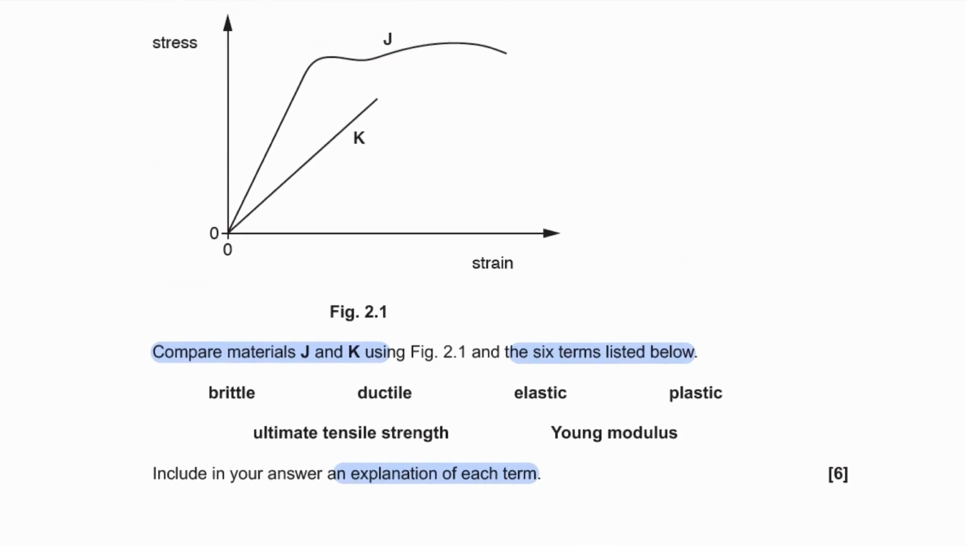Ultimate tensile strength is the max stress the material can withstand, so J has a higher UTS than K. Young modulus is the gradient of the linear portion, so J has a higher Young modulus.